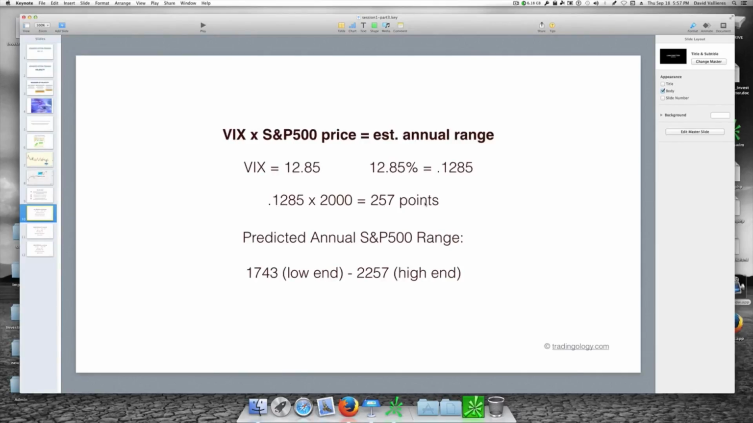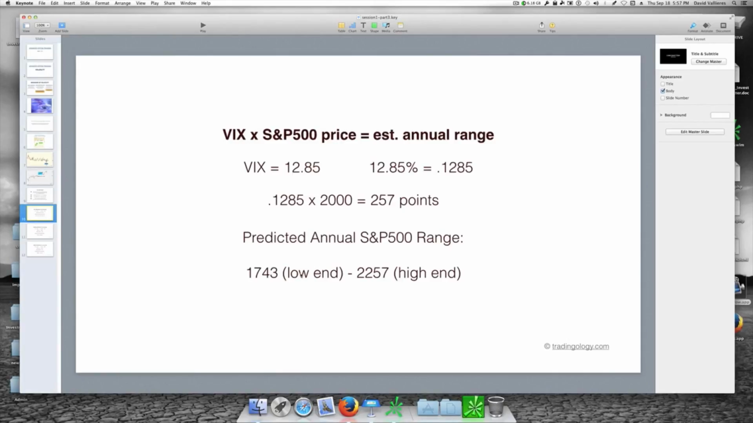It gives us 257 points of range. So from this point, the predicted annual S&P 500 range could be as low as 1743 on the low end and 2257 on the high end. What that means is, let's say from today the VIX is at 12.85%, then the annual predicted range, if it started to decline from today, the low end could be 1743. If it started to rise from today, it could be 2257, or it could be anywhere in between.